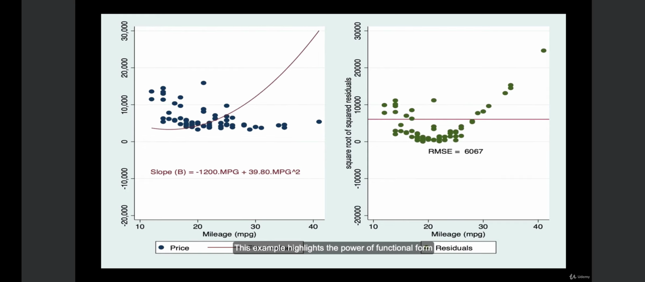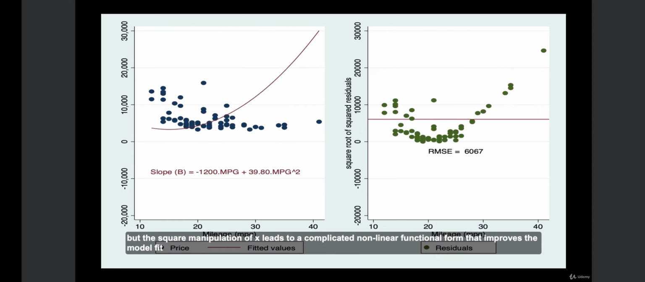This example highlights the power of functional form. The model is still linear in parameters because the two estimated coefficients are only added or subtracted, but the square manipulation of x leads to a complicated nonlinear functional form that improves the model fit.